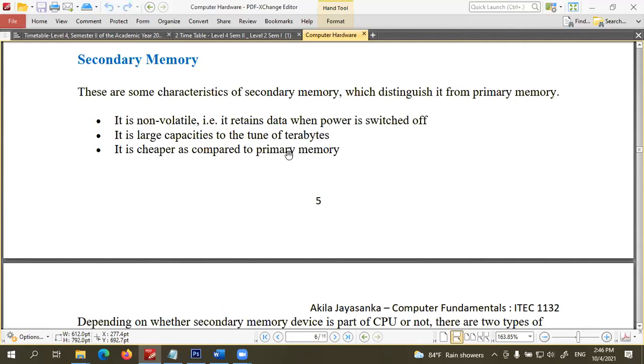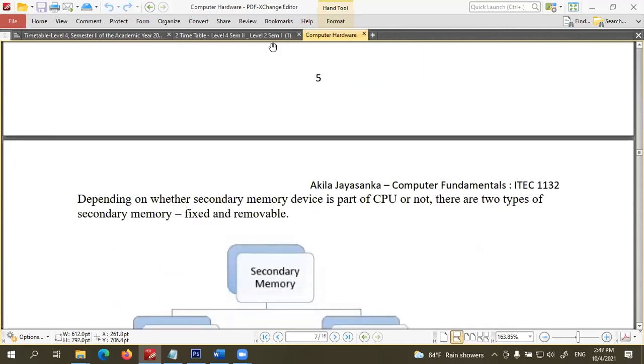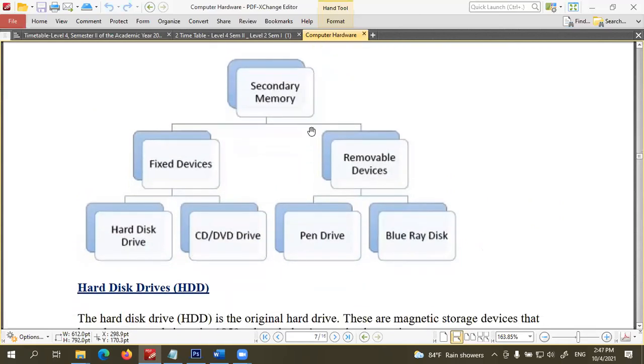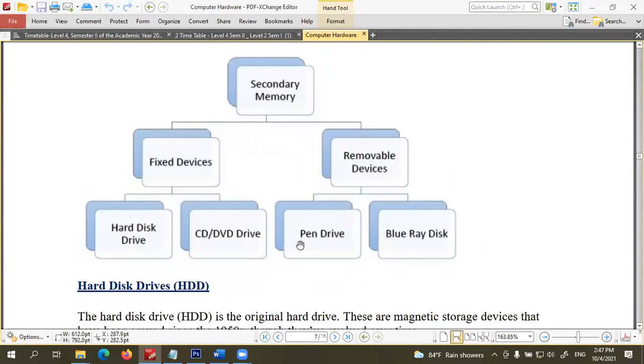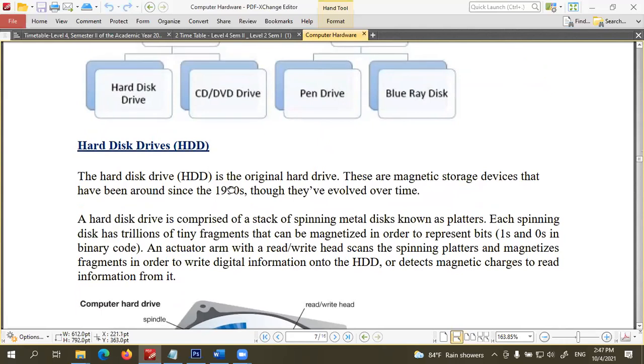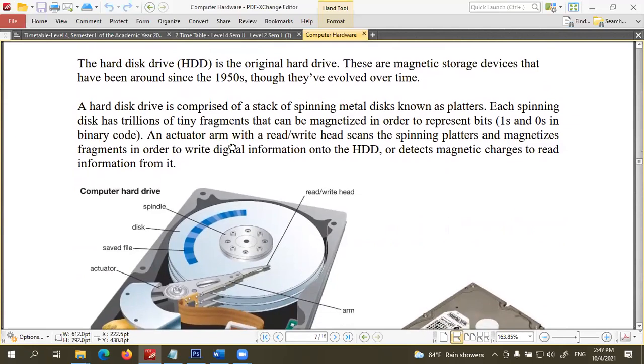The main reason is reading and writing speed. So the CPU is never going to communicate directly with these secondary memory devices. Okay, in secondary memory devices, there are fixed devices and removable devices. The hard disk is a fixed device. Every computer needs a hard disk. That is the main storage component, and it is called a fixed device. Normally even today we are using magnetic hard disk drives.